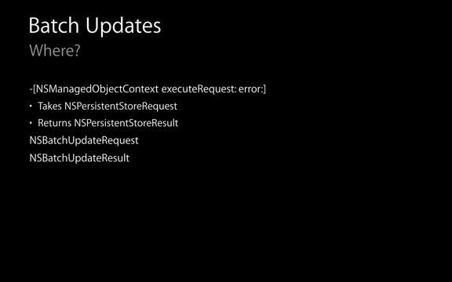So what we've done now is we've added a new method to NSManagedObjectContext. It's execute request error. It takes an NSPersistentStoreRequest. Some of you are probably familiar with that class name. It's the base class for NSFetchRequest and NSSaveChangesRequest. It's now the new parent class for NSBatchUpdateRequest as well, and we'll talk about that in a slide. Execute request returns a persistent store result. That's a new class. It's an abstract superclass intended to be the parent of anything that's returned from this method. And we've added NSBatchUpdateResult as its first child subclass to return the results of a batch update request.